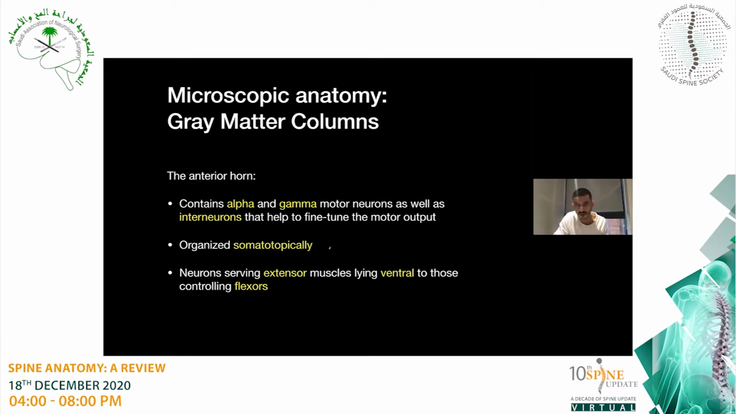So only motor neurons. If you know that, that's good enough. And it's organized in a somatotopic organization. That means more medial are the proximal muscles, and more distal, you have distal muscles. That's easy. And the extensor muscles are ventral to the flexor. So if you know the anterior horn contains the motor neurons, that's good enough.